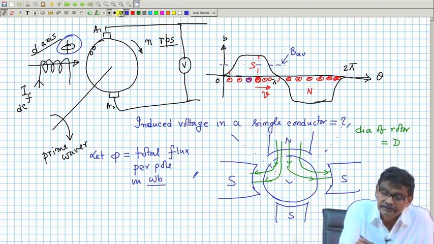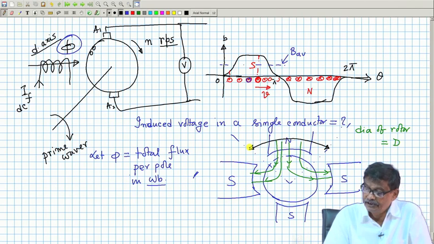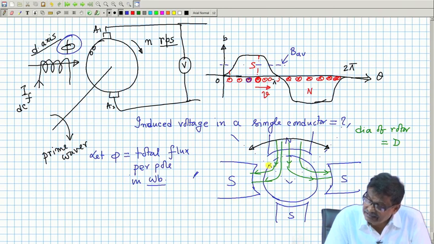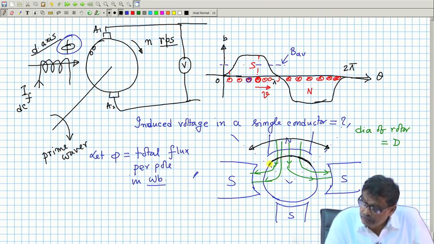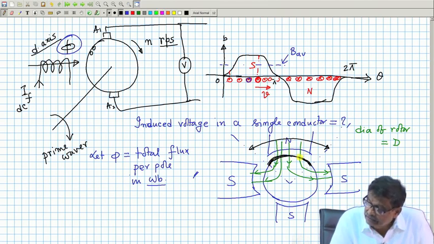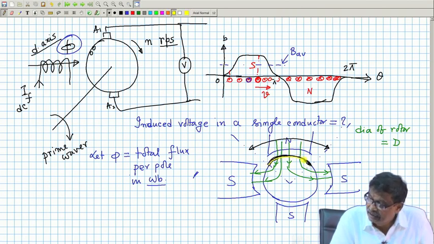what will be this length? If d is the diameter of the coil, I mean not that length, this length on the periphery, how much will be this length? Because B I have to calculate, I have to divide the total flux per pole by area. So, I must know what is the length of this portion. I highlight it with a different color. Got the point? Here, this length is how much?